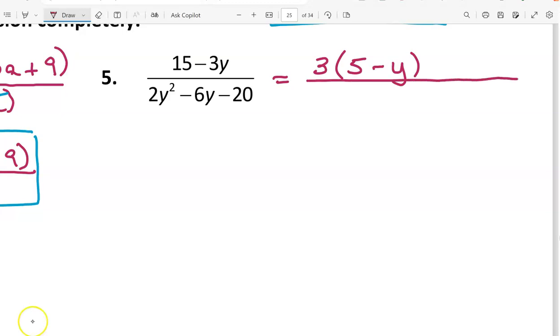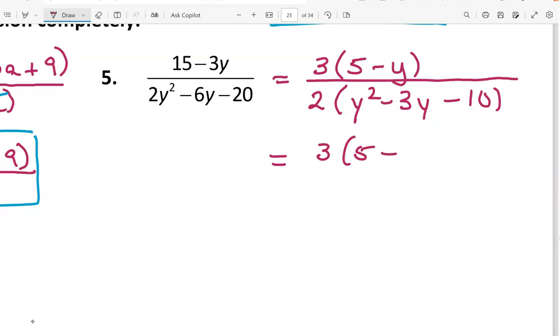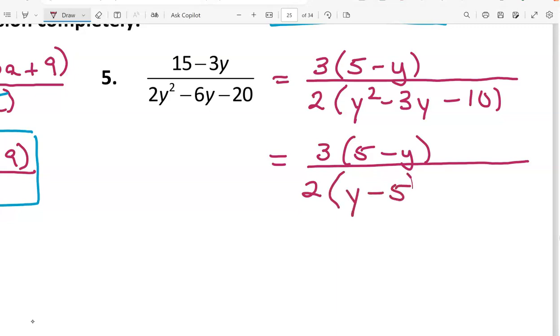And then 2y squared minus 6y minus 20 does also have a common factor of 2. When we factor 2, we get y squared minus 3y minus 10. We can factor a bit more here. I'm going to leave the numerator because it doesn't factor again, but the denominator has a trinomial that factors into y minus 5 times y plus 2.